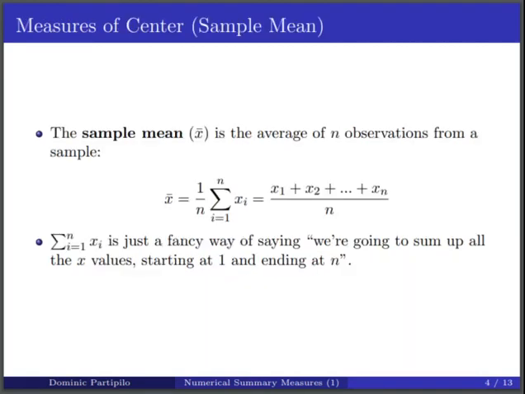All right, so the first measure of center we're going to be talking about is probably the most important measure of center in all of statistics, and it is the sample mean. And the sample mean, which is denoted by this symbol right here, is known as x bar. It's a little x with a little bar on top of it. The sample mean is the average of n observations from a sample.